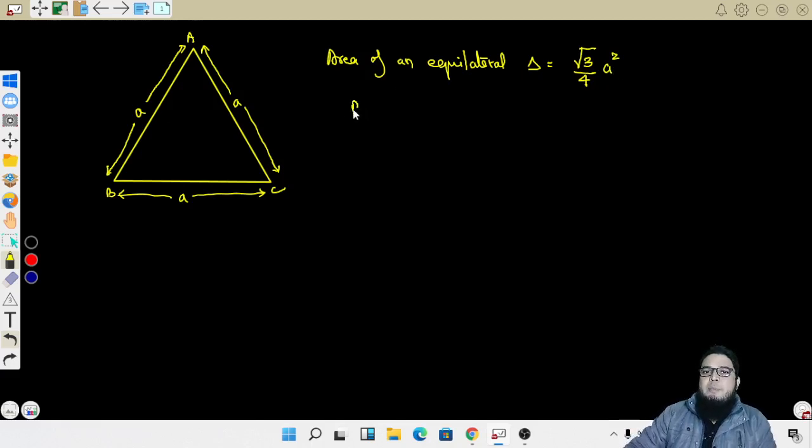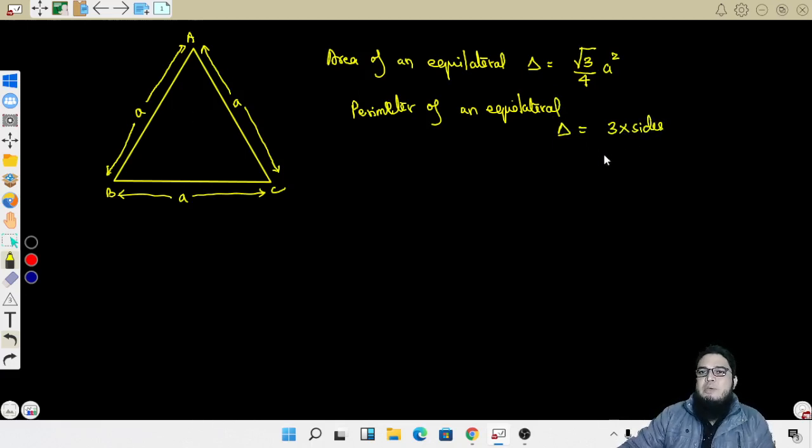Now, if we talk about the perimeter of an equilateral triangle, what will it be? 3 into the side, because it is the sum of all sides, and all sides are the same. So that will be 3 into a. Okay, so that is about the triangle.